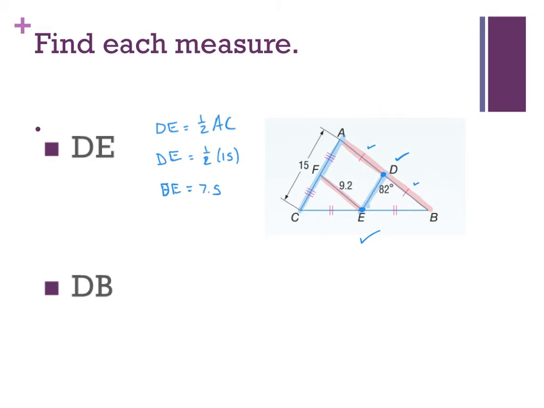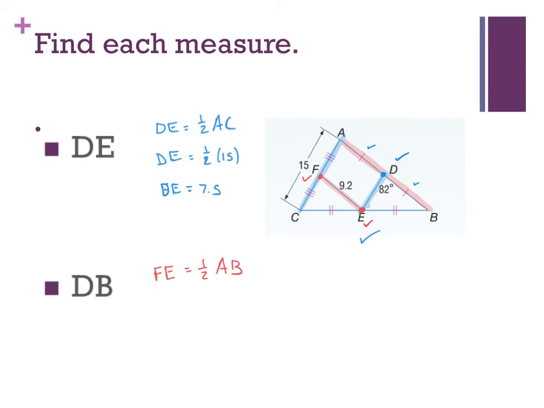Next, let's go to DB. Now, we've already proven that E is a midpoint. That's already been proven. Now we just have to see if F is, and it is because CF and FA are both congruent to each other. Therefore, that means that FE is equal to half of its base of AB.